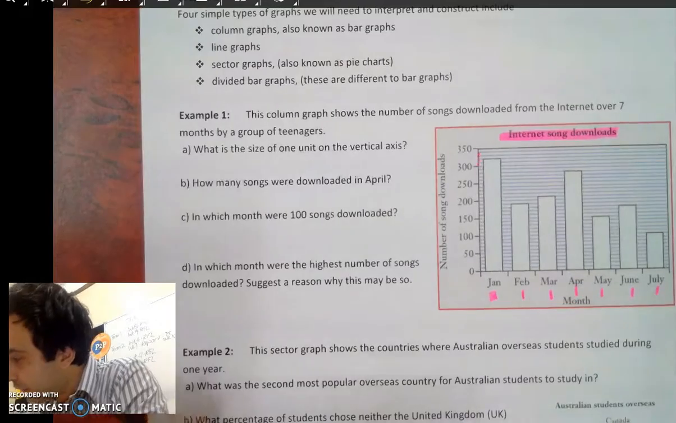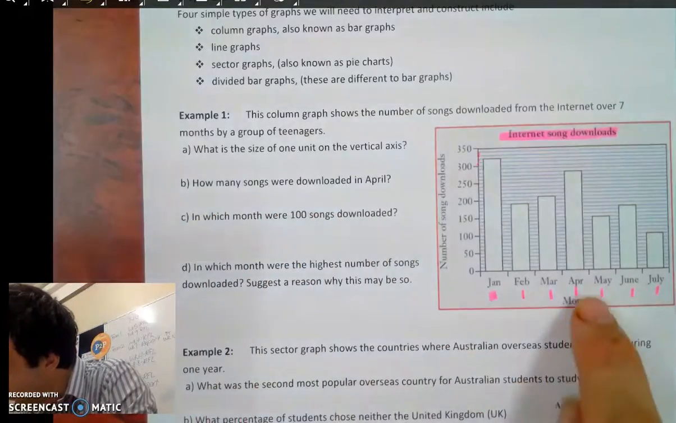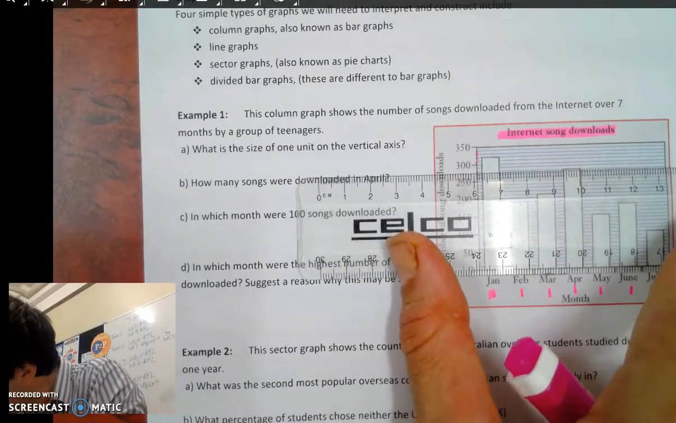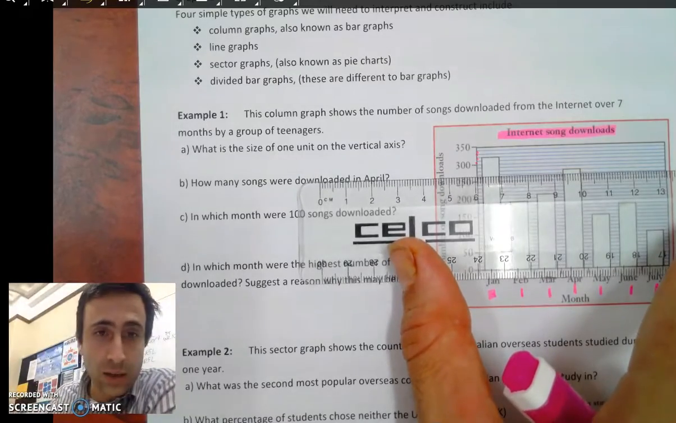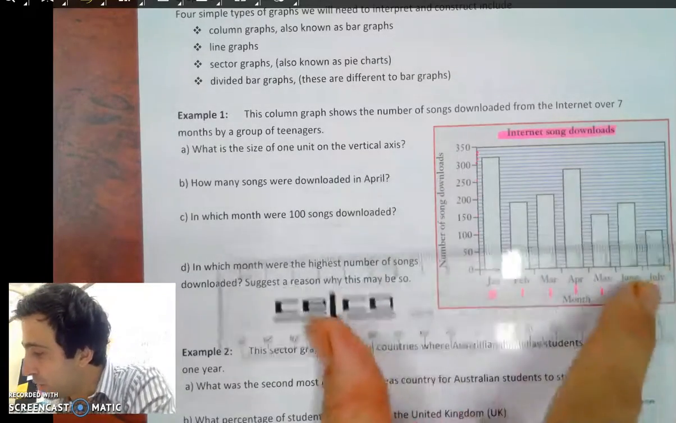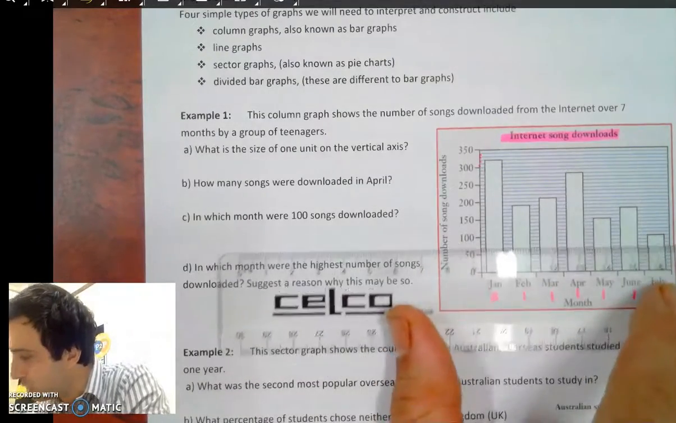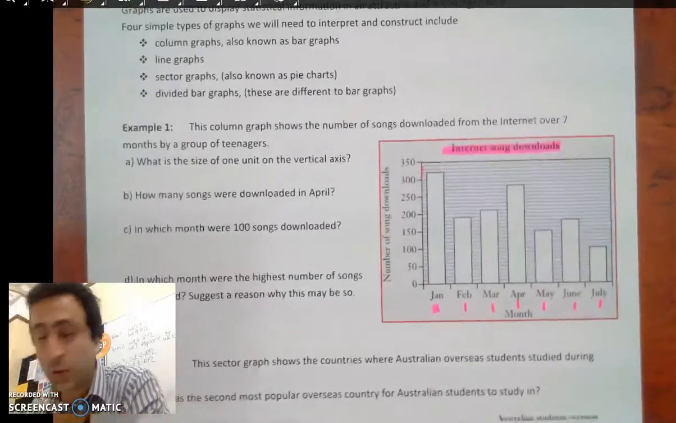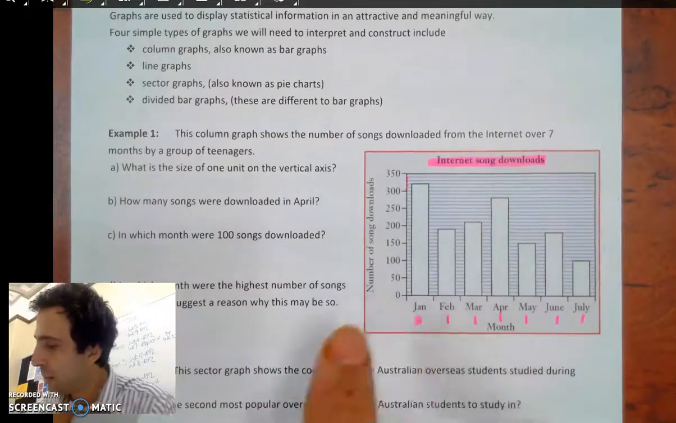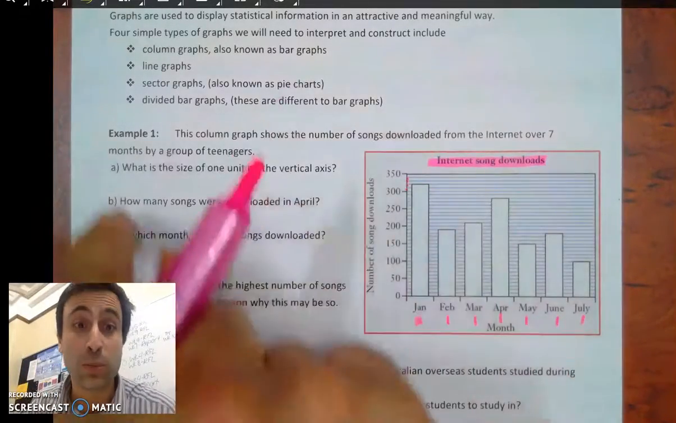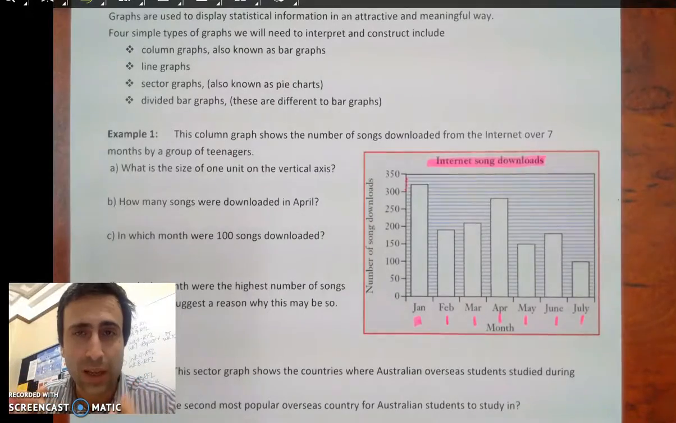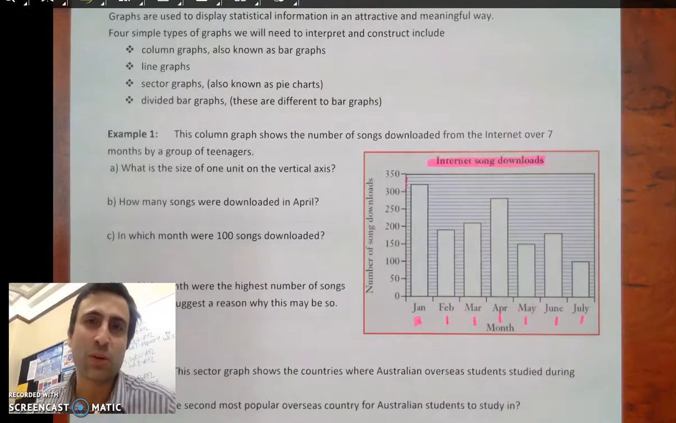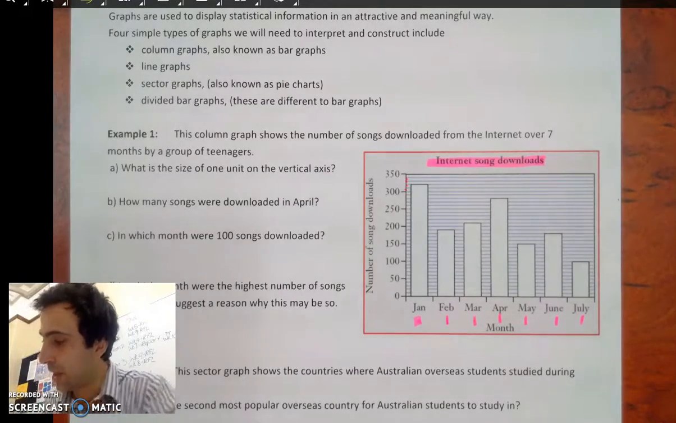How many songs are downloaded in April? So we look at April, I'm going to move it up. You see, it is exactly 50, 60, 70, 80, 280 downloads. In which month were 100 songs downloaded? So let's go to 100. Boom! July. After you've read the graph, after you've looked at what the units are and understood what it's actually saying, most of the questions that you get asked about interpreting graphs should be common sense. They should stand out to you. If they don't, then you either haven't interpreted the graph or there's some sort of implied maths in it.